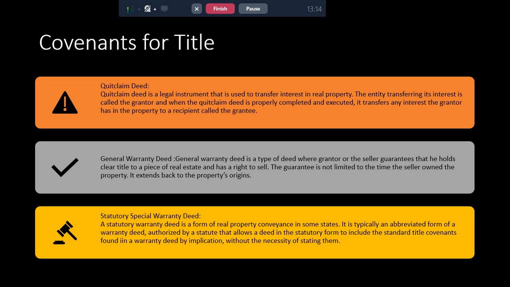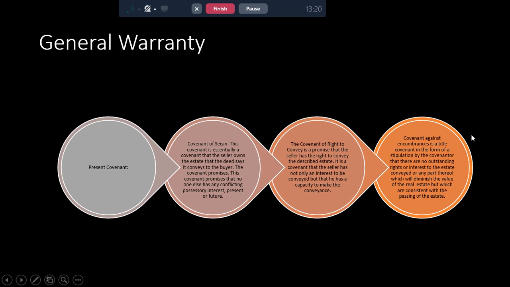The general warranty deed has six covenants: three present covenants and three future covenants. The three present covenants are the covenant of seisin, which is essentially a covenant that the seller owns the real estate that the deed says it conveys to the buyer. The covenant of right to convey is a promise that the seller has the right to convey the described estate. Then there's the covenant against encumbrances, a title covenant stipulating that there are no outstanding rights or interests in the real estate conveyed.